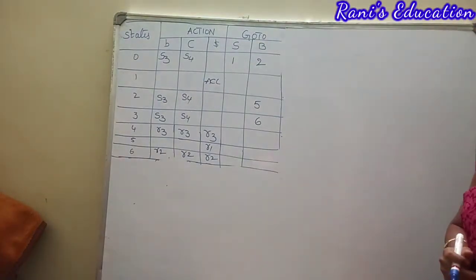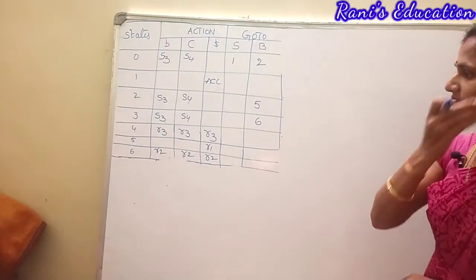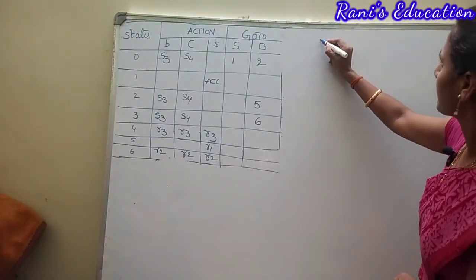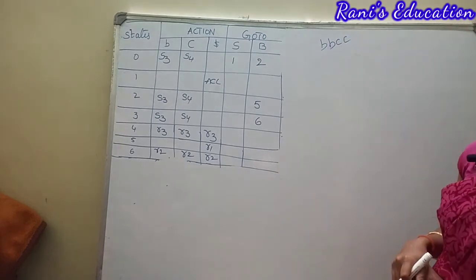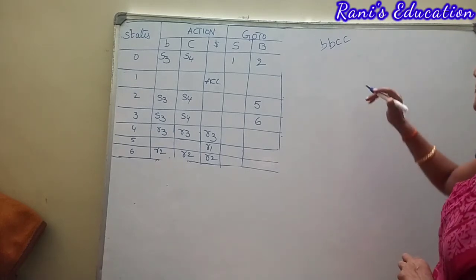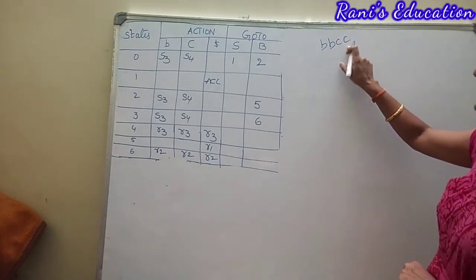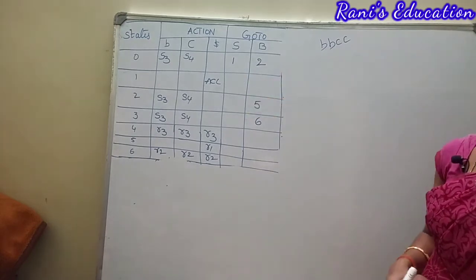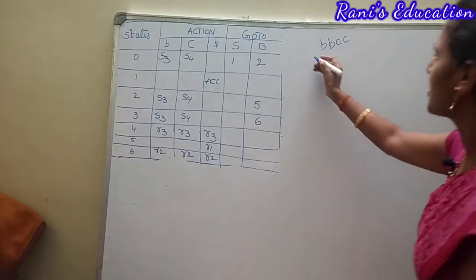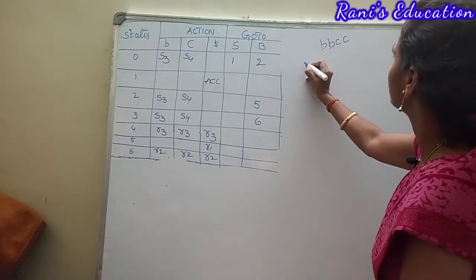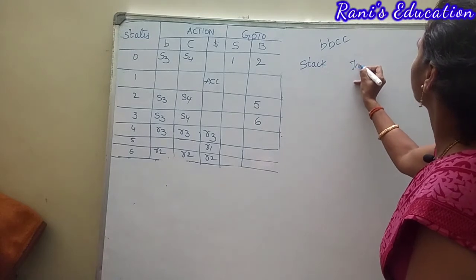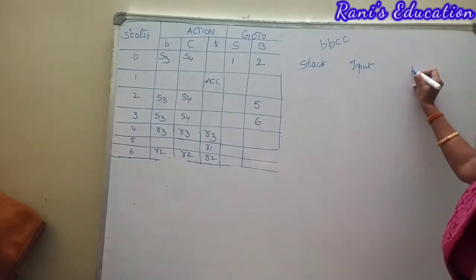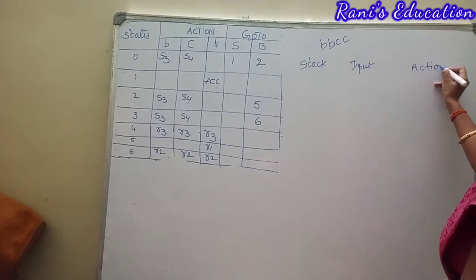So consider the string for the given grammar as B, B, C, C. Okay, now we have to check whether this string is accepted by the constructed SLR parsing table or not. Okay, so initially we are going to consider the stack, what about the input, and what type of action you are going to perform on that?